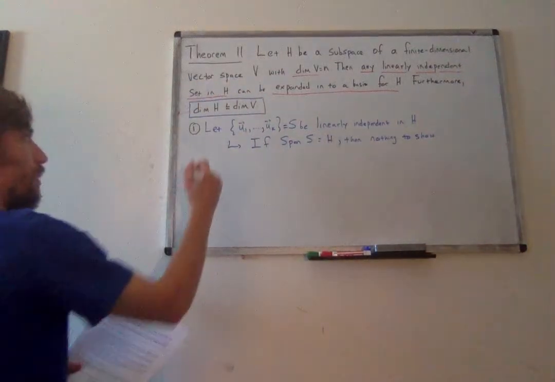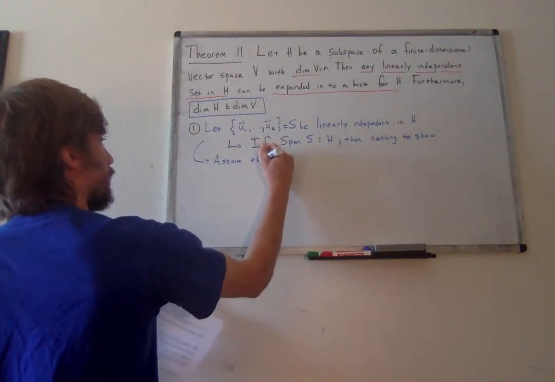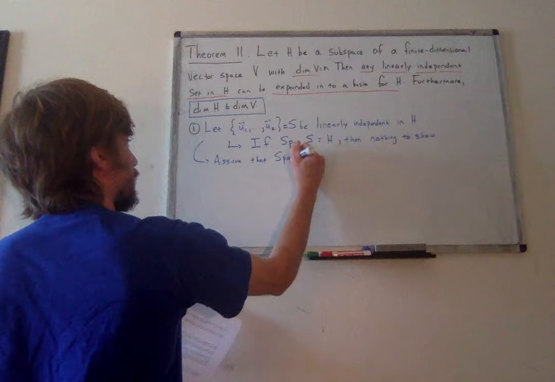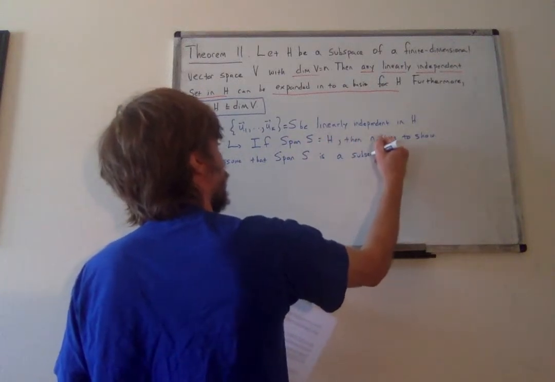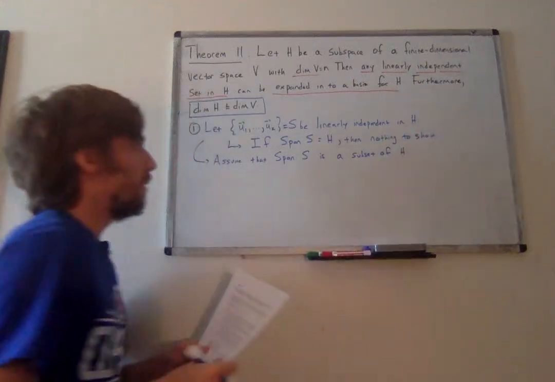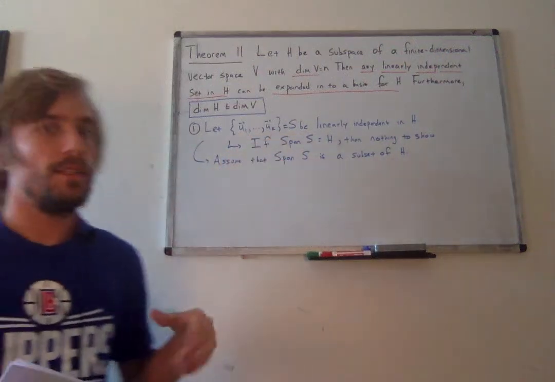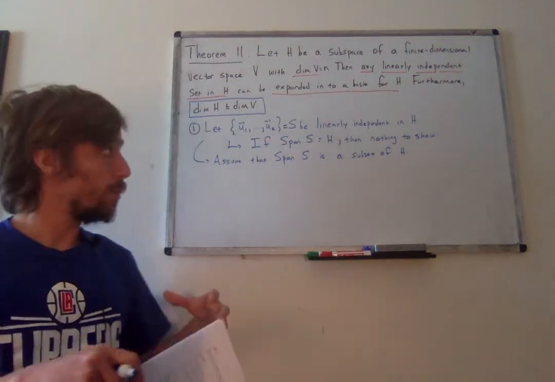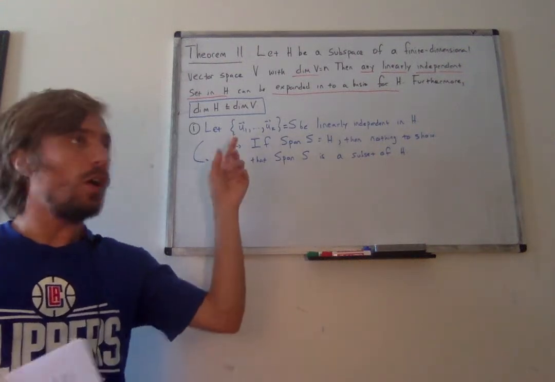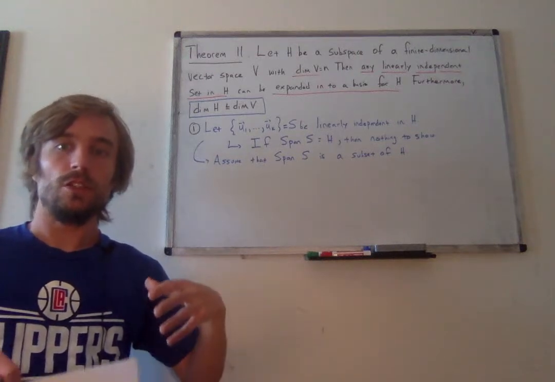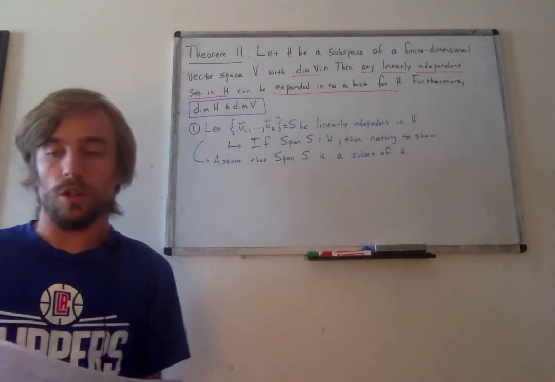So what we want to do is assume that, notice here, if the span of S is not equal to H, then the span of S is a subset of H, right? Because certainly all of these vectors are contained in H. And since H itself is a subspace, that means H must be closed under all linear combinations of vectors, so all linear combinations of all sets of vectors in H must be contained in H. And so the span of S is a subset of H, but it is not equal to all of H, right?